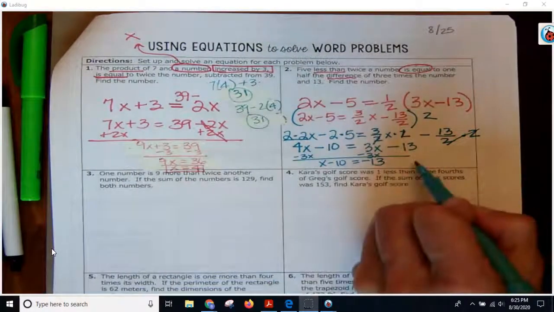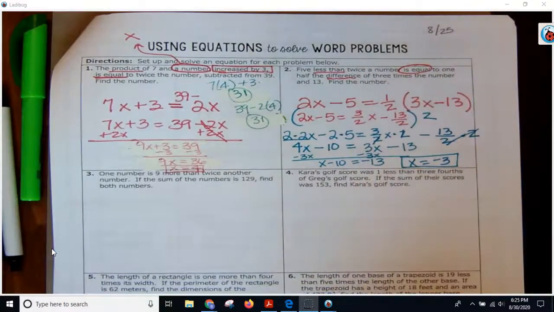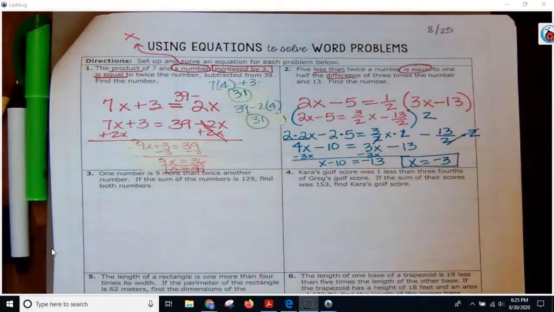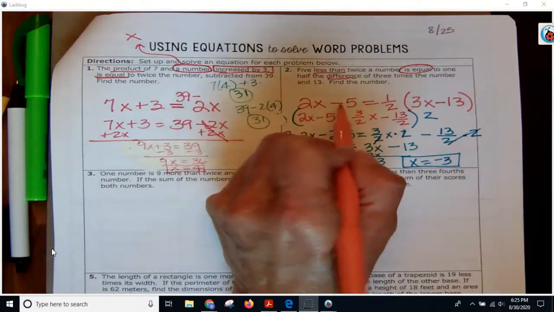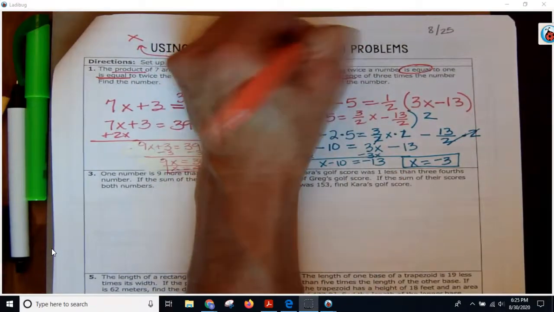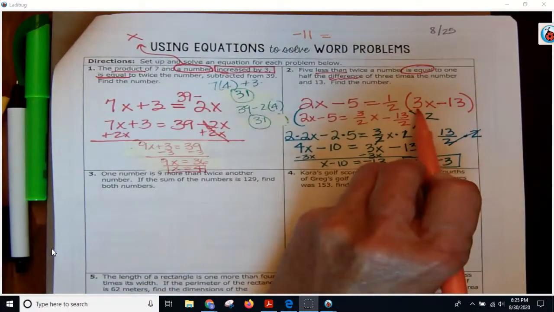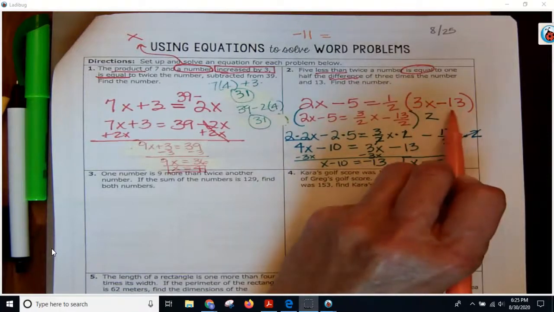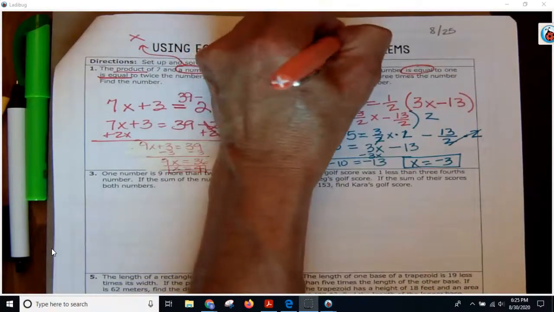And then I add 10 to the other side, and I get negative 3. Now again, I'm going to make sure that that negative 3 works in that equation. So if I come up here and check my answer, negative 3 times 2 is negative 6, minus 5 is negative 11. Does that equal negative 3 times 3 is negative 9, minus 13, that's going to be negative 22. Negative 22 divided by 2 is negative 11.